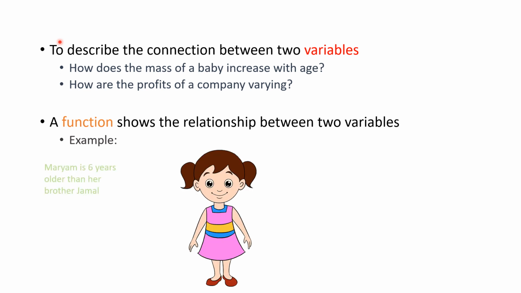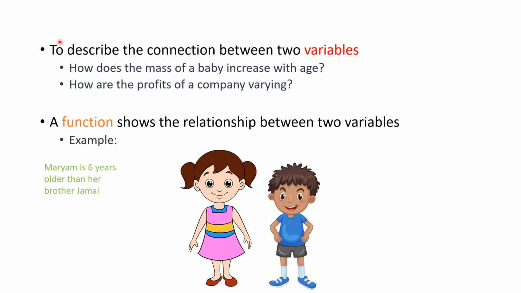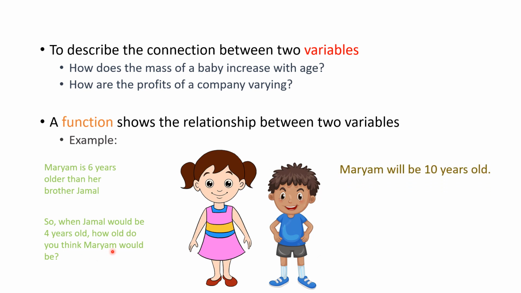This is Mariam. Mariam is 6 years older than her brother, Jamal. So I want you to think, when Jamal would be 4 years old, how old do you think Mariam would be? That's right, Mariam will be 10 years old.